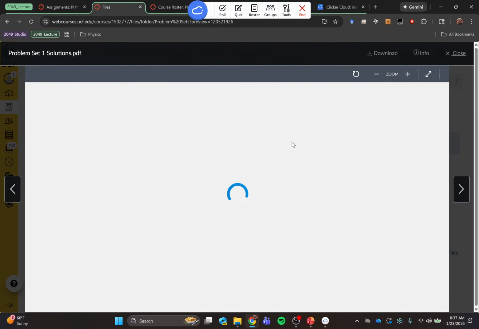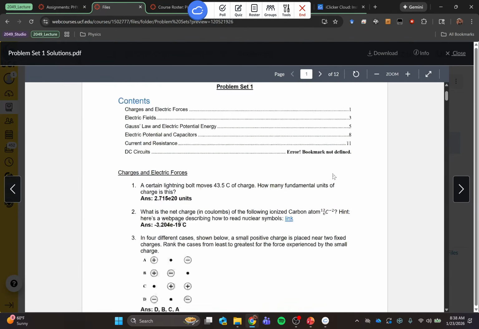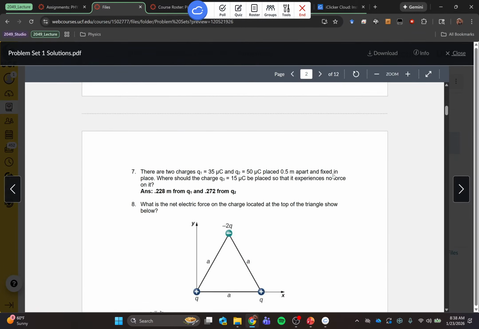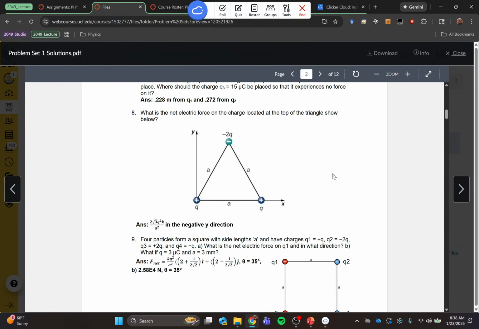If y'all open problem set 1, you will see it is broken down by week. The DC circuit, I just need to update this. DC circuits got bumped to the next one. So you're like, what's up with that? Week 1, week 2, week 3, week 4, week 5, then we have the test. So they're broken down. There you go. And you'll even notice when you do these problems that they're going to look similar to quiz problems.